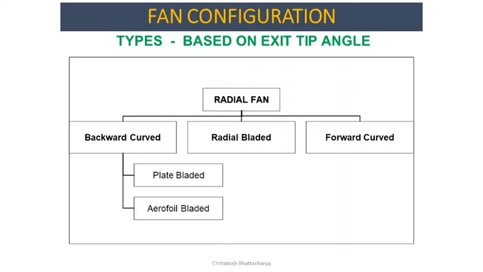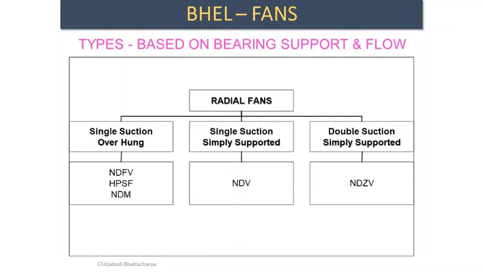So we find that based on exit tip angle, the radial fans may be classified into backward curved, radial bladed, or forward curved. Radial fan blading may be constant thickness or plate bladed, or aerofoil structured blading may be there. Depending upon the requirement, those are chosen. The BHEL fans are based on Polish design, KKK design fans.